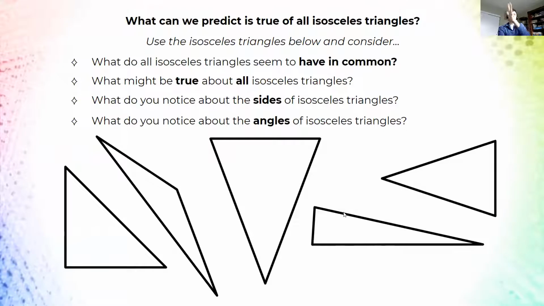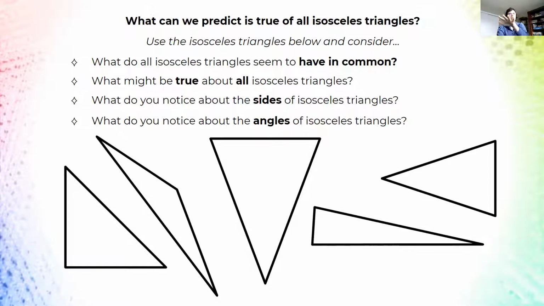So I'm going to invite you to consider that as well. Maybe pause the video and look over these questions and think about it. What do they have in common? What looks to be true for all of the triangles in the picture? What do you notice about their sides? What do you notice about their angles? And using that, what can we predict is true for all isosceles triangles?